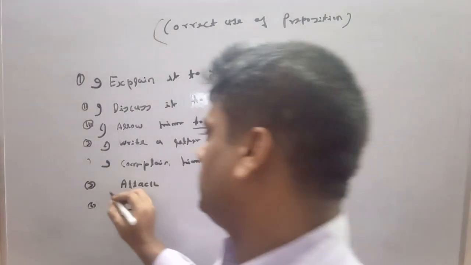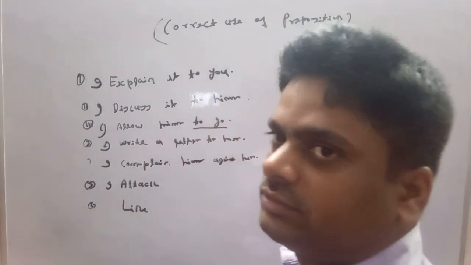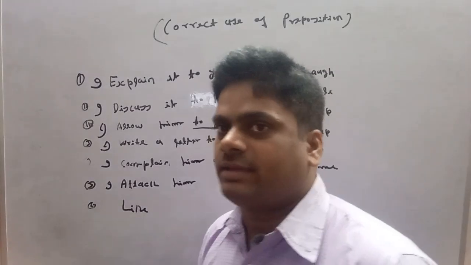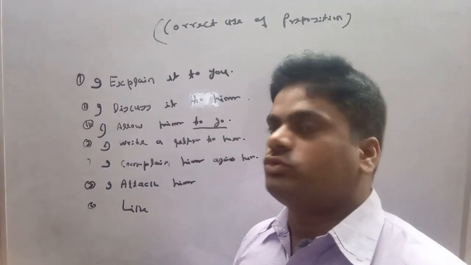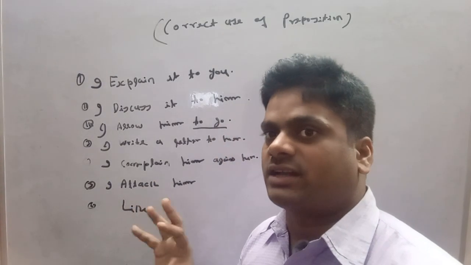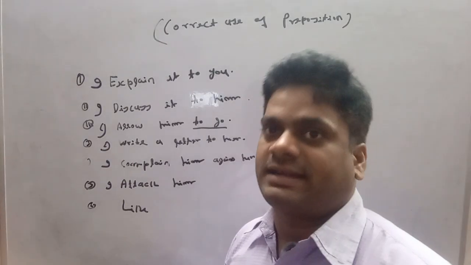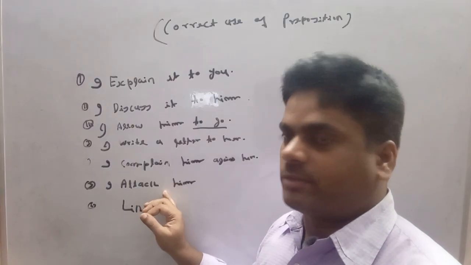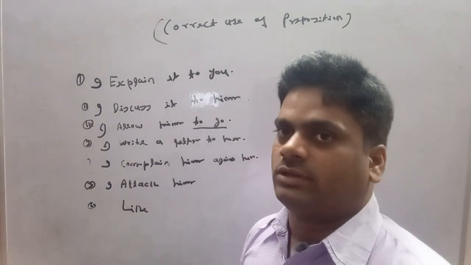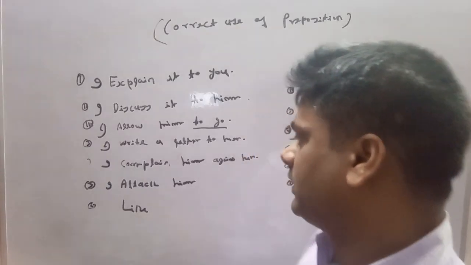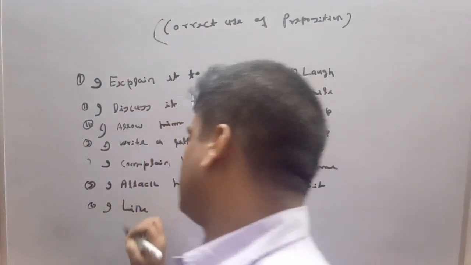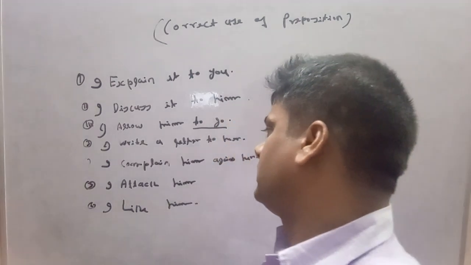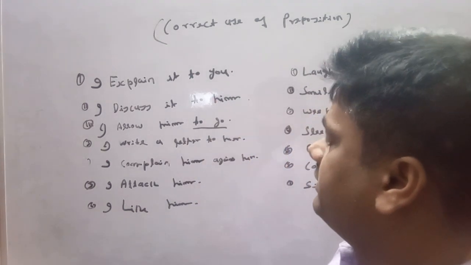Attack. I attack him. We cannot use a preposition here because attack is a transitive verb and it would require its object directly without the help of a preposition in the sentence. I attack him. I like, whatever like, I like him. Now, the sentences are complete.